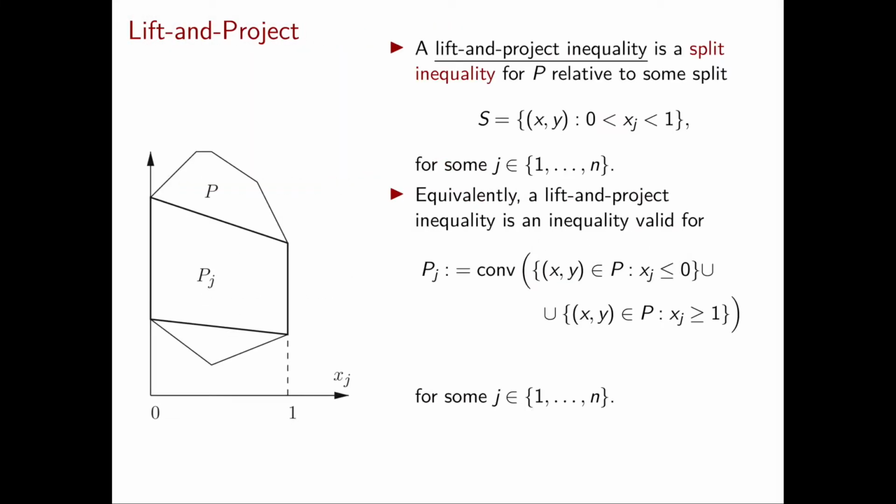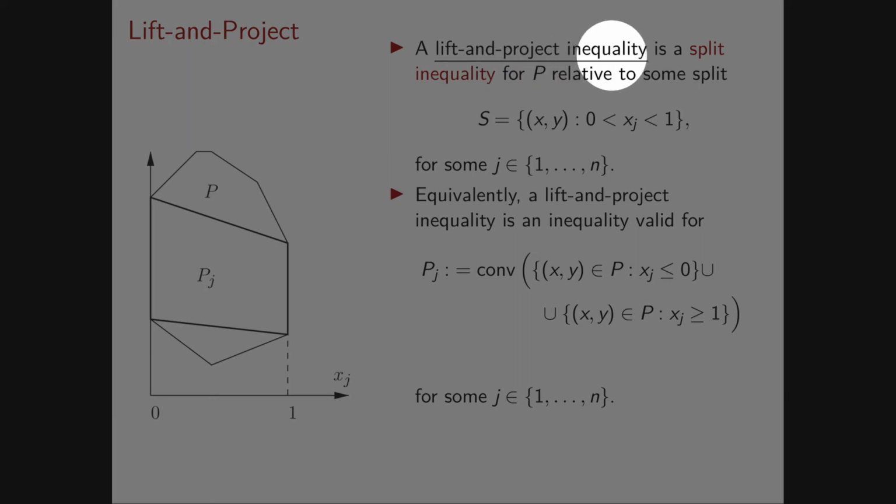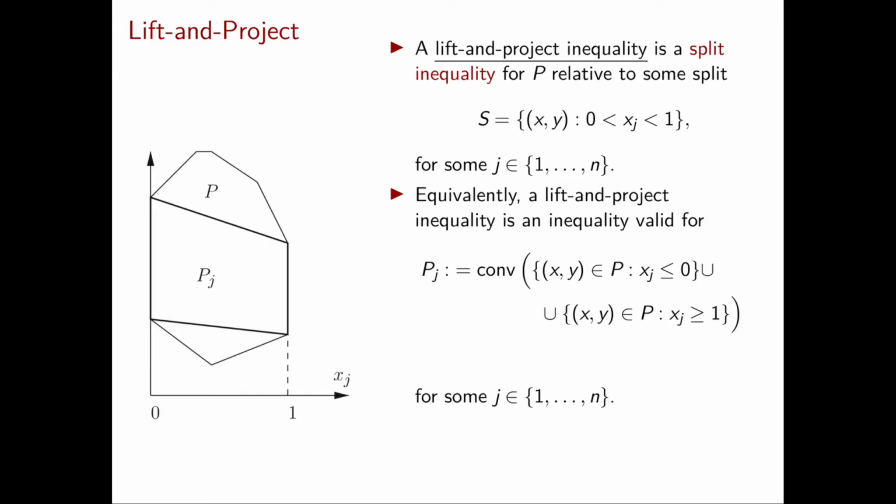We can now define what is a lift and project inequality. This is simply a very special case of a split inequality. It is a split inequality relative to a split of a very special form, x_j between 0 and 1 for some j between 1 and n. So essentially, we're taking only the splits that are axis aligned.